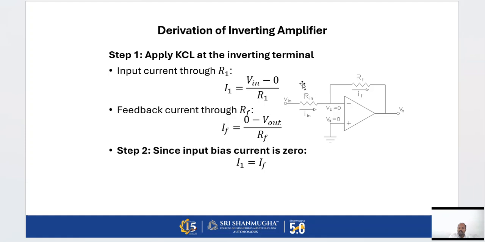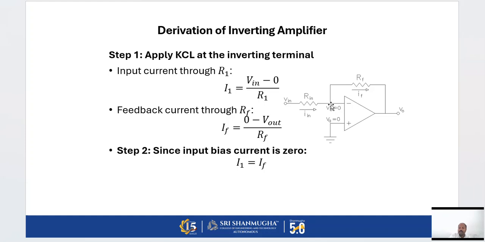So our current will be potential difference by resistance, where the potential difference is Vin minus VB by R1, where the value of VB is 0 since it is virtual ground. The next one is the feedback current through resistor RF, that is, the feedback current IF equals the potential difference, that is VB minus Vout (V0), by the feedback resistor RF, where VB is 0.